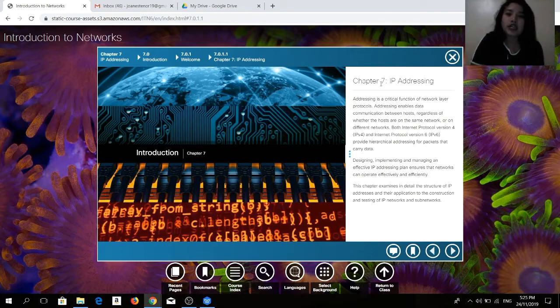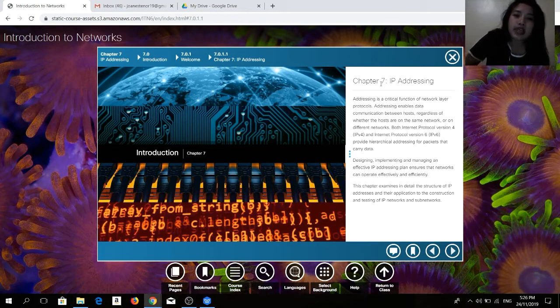addressing is a critical function of network layer protocols. Addressing enables data communication between hosts regardless of whether the hosts are on the same network or on different networks. Both Internet Protocol version 4, IPv4, and Internet Protocol version 6, IPv6, provide hierarchical addressing for packets that carry data.